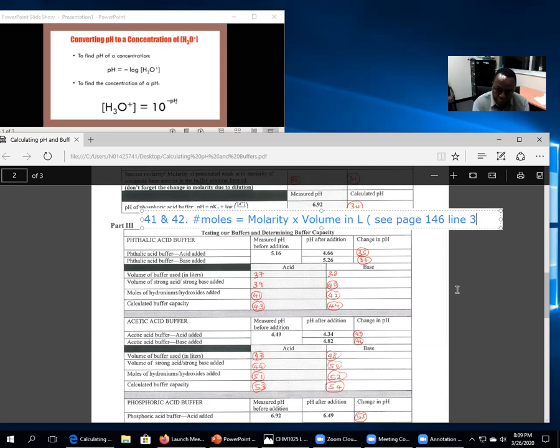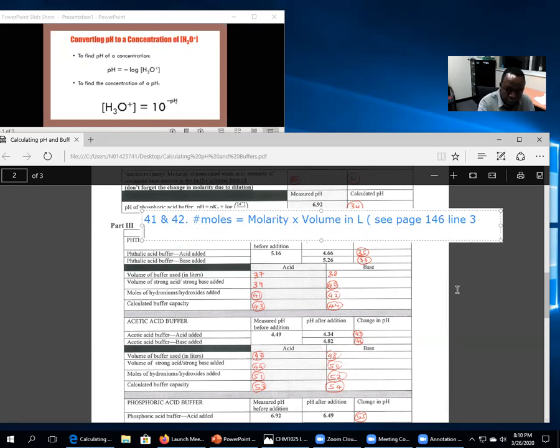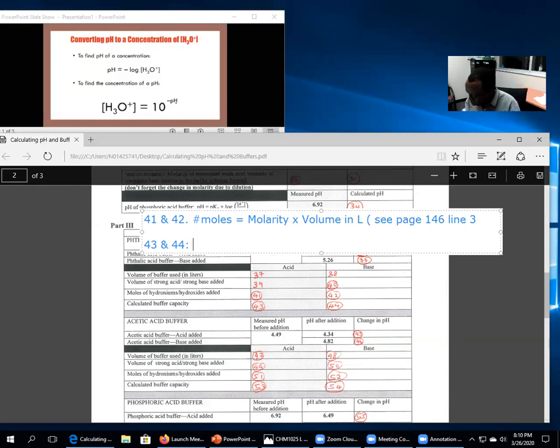For 43 and 44, see the equation on page 144. Everybody turn to page 144.